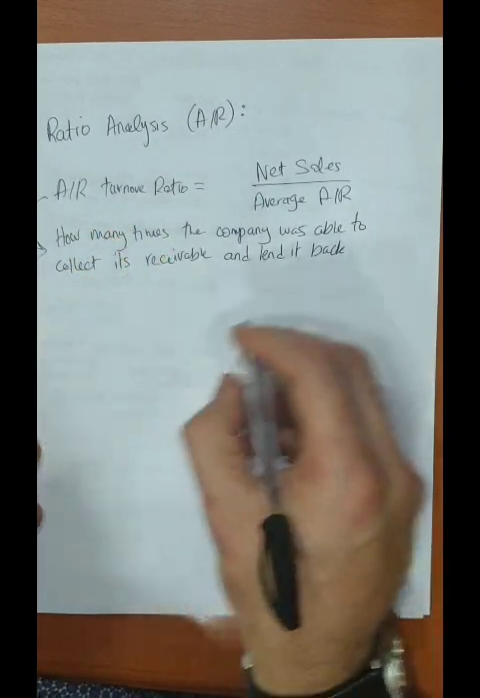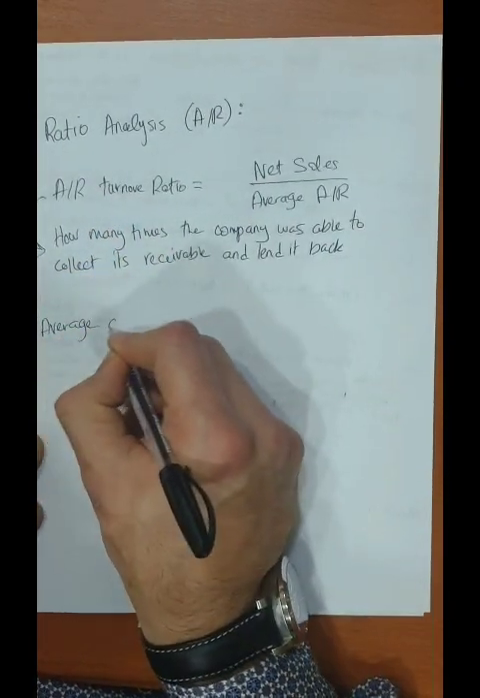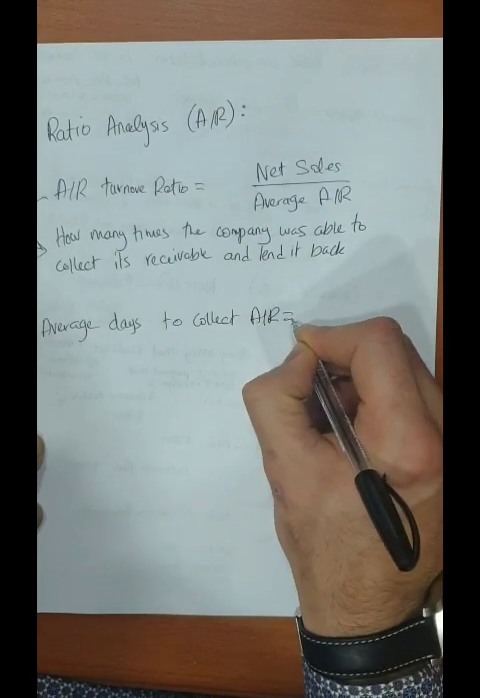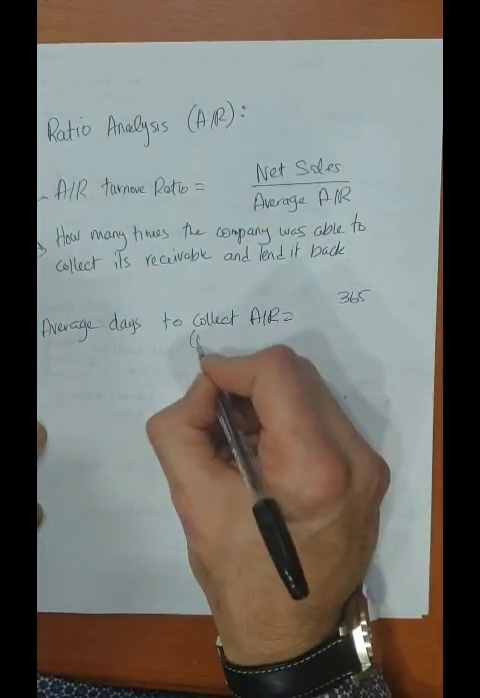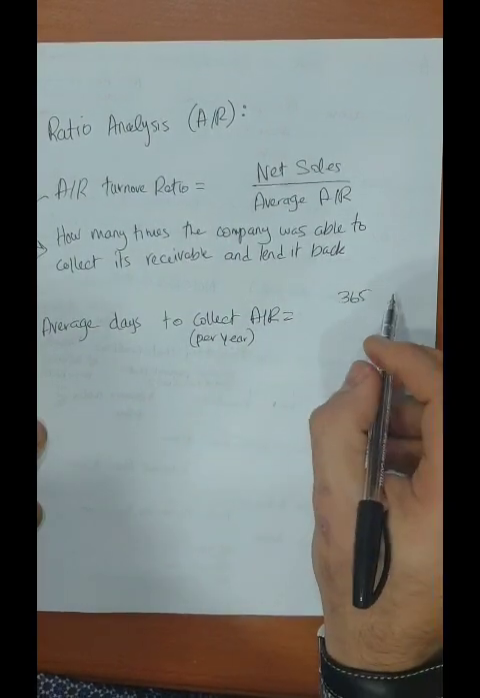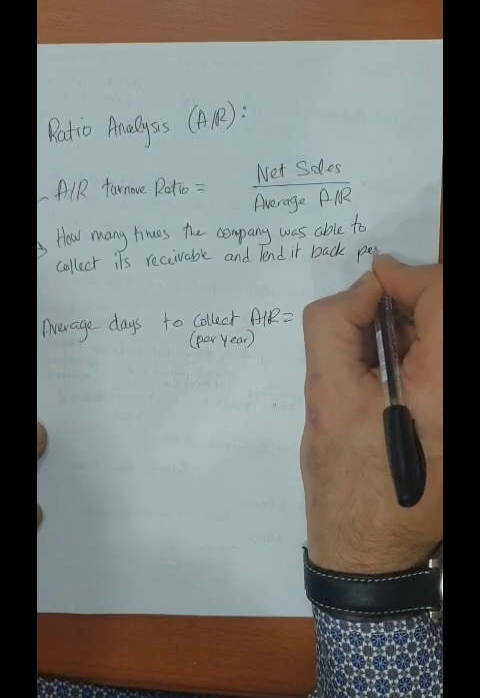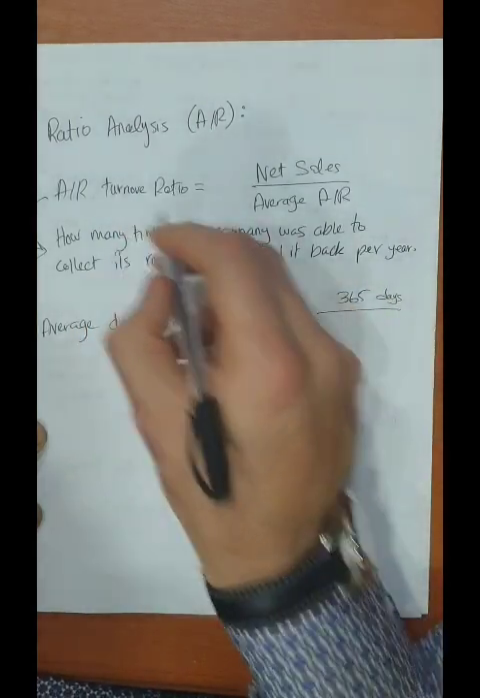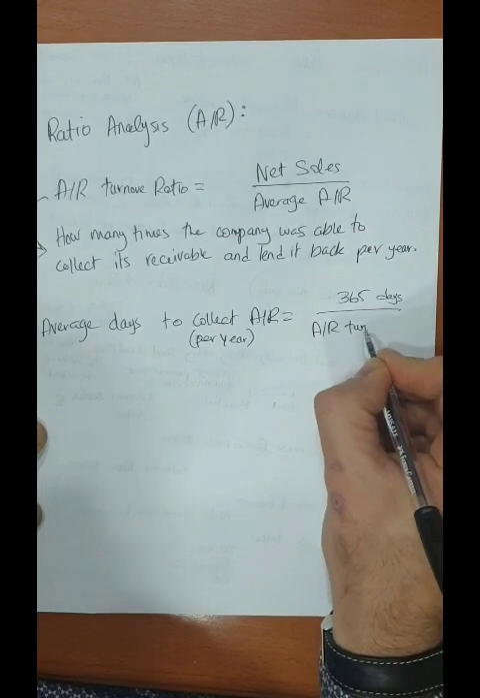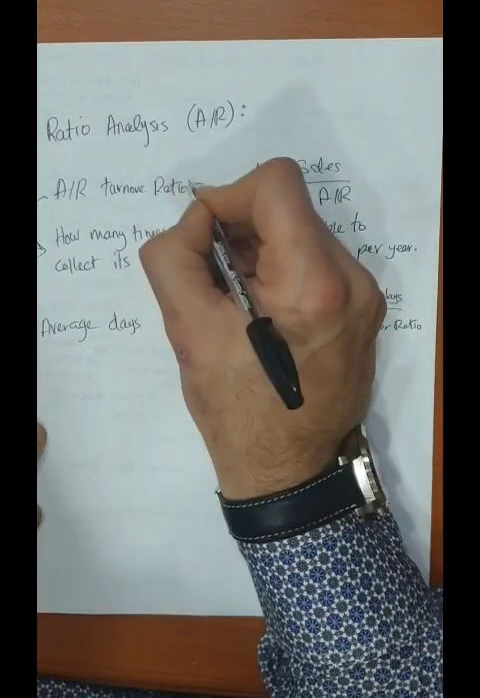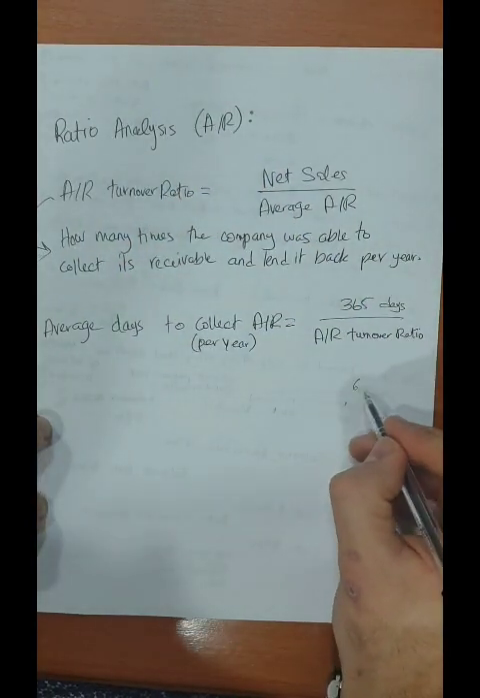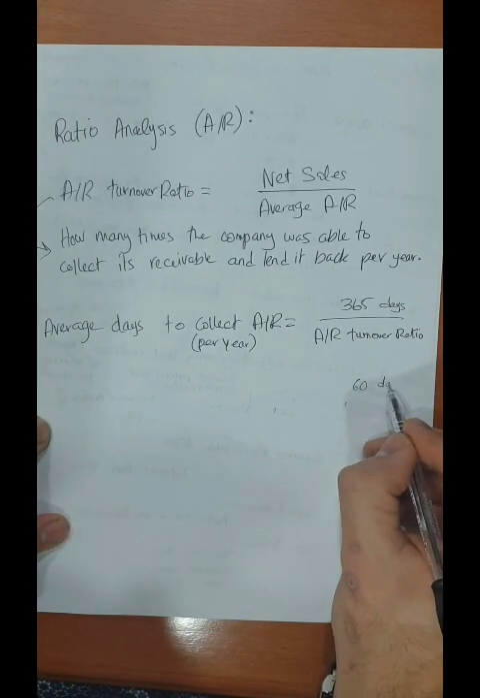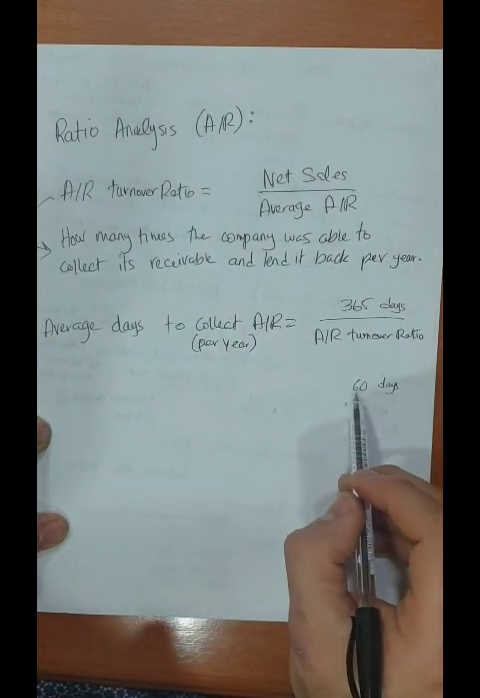Another ratio is called the average days to collect account receivables, and this is basically the number of days per year. Of course, this is per year, and this is per year as well. 365 days divided by this account receivable turnover ratio. So assuming that this number is 6, it means that the management, if this number is 60, it means that the management was able to collect its receivables every 60 days and lend them again.